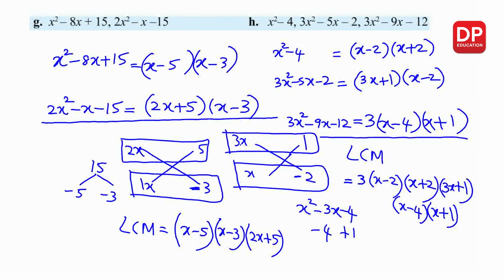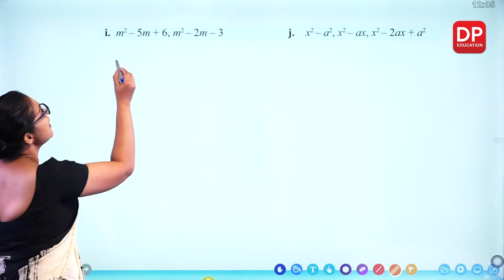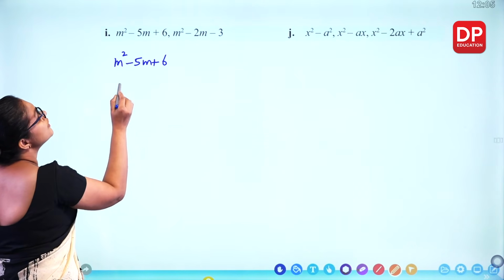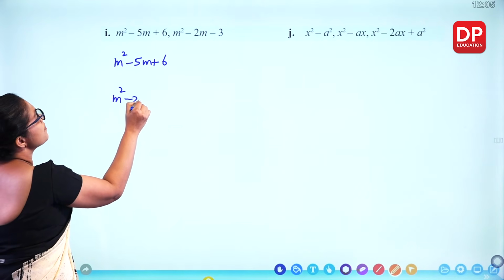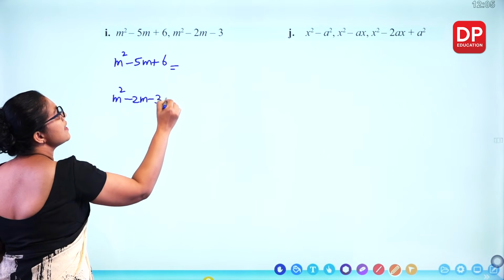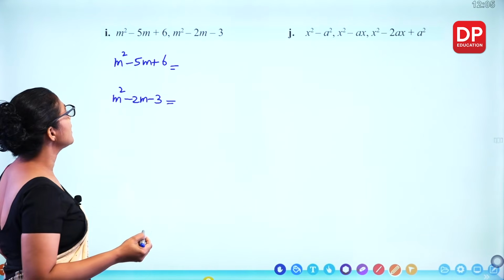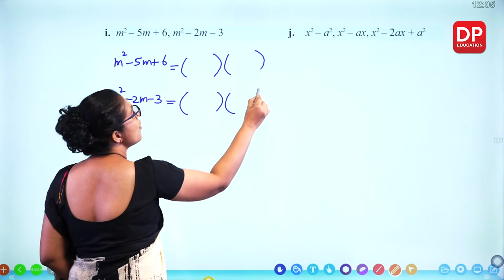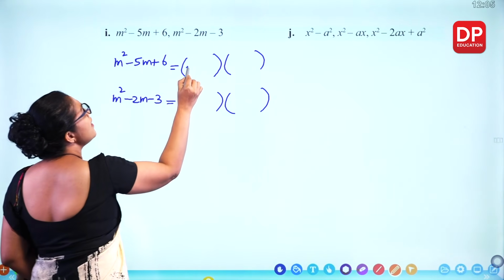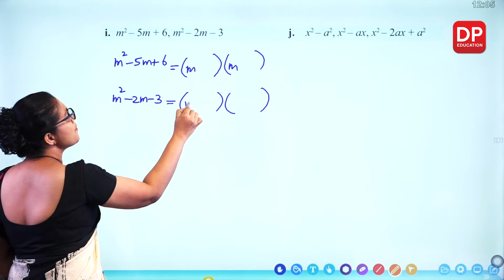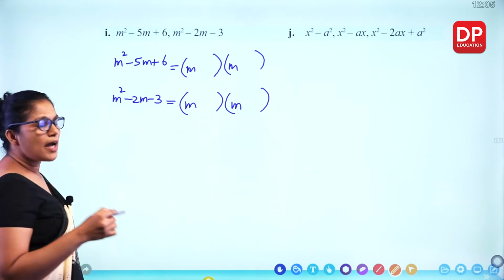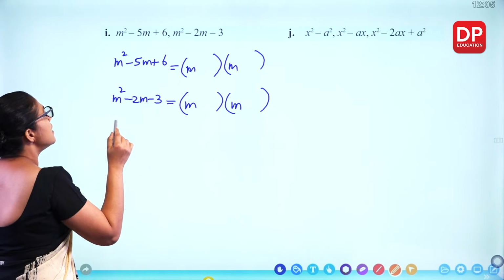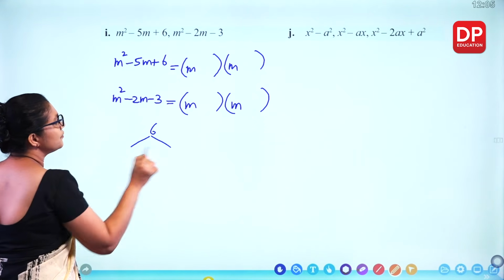Now we'll look at these two expressions. Again, you're asked to find out the least common multiple. So these are the two expressions. Here, first thing you need to do is factorize. This is a quadratic expression. You can straight away write down the factors. m squared, m and m. Here also m squared, m and m. What are the factors of plus 6? And when you add the factors, you should get minus 5. So what are the factors?